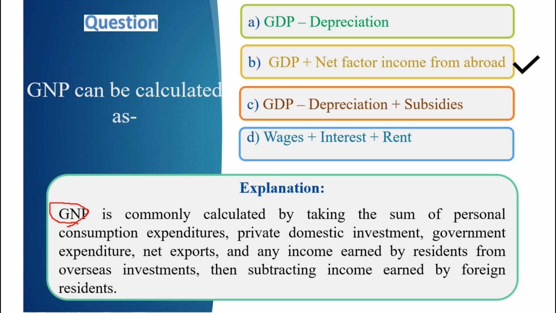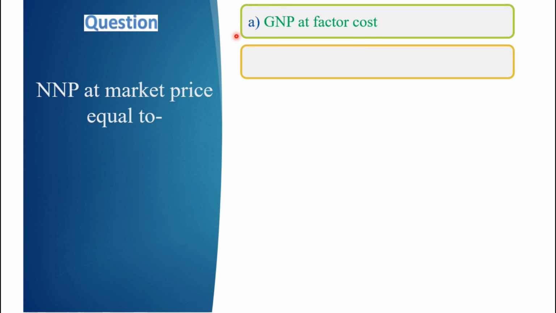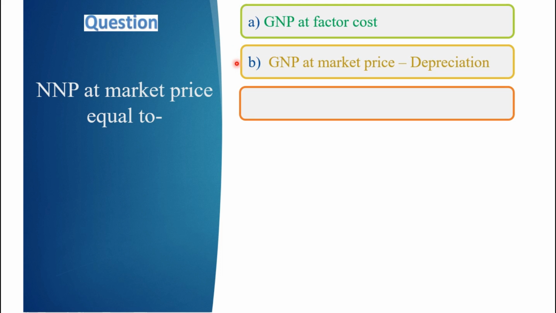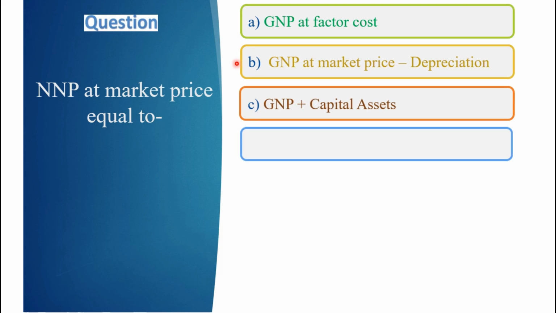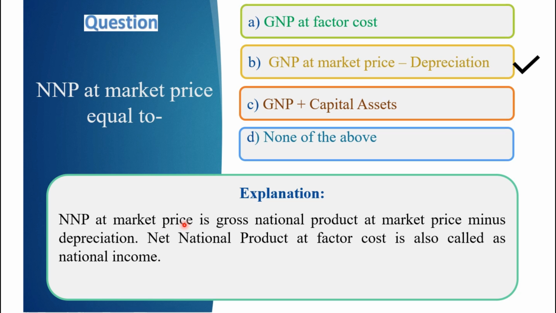Our next question is NNP at a market price equals to what? Option number 1 is GNP at a factor cost. Option number 2 is GNP at market price minus depreciation. Option number 3 is GNP plus capital asset. Or option number 4, none of the above. And the correct answer for this question is option number 2, GNP at market price minus depreciation. NNP means net national product. NNP at market price is gross national product at market price minus depreciation. Net national product at factor cost is also called as national income.